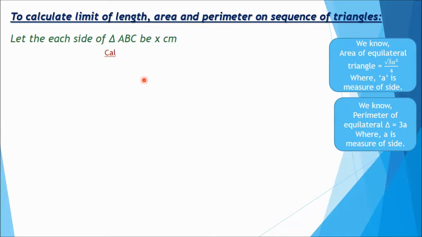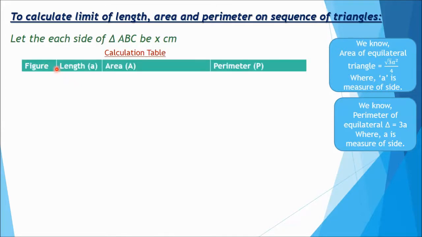Now we are going to draw a calculation table where there will be four columns. The first column is the figure. In the second column is length, because we have to find the limit of length also. We have to find the limit of area also, and the limit of perimeter also. The figure column has the name of the figure, like triangle ABC, and the other triangle drawn inside triangle ABC by taking the midpoint. For the first triangle ABC, the length will be x, the area will be root 3 x square by 4, and the perimeter will be 3x.